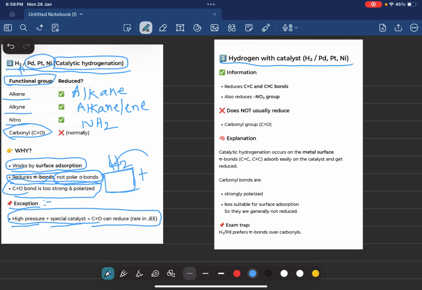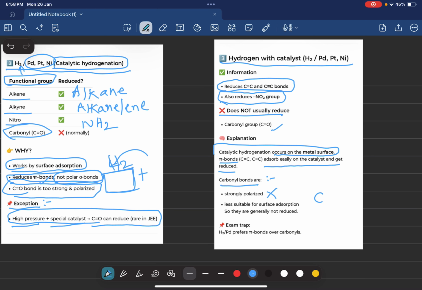So hydrogen with catalyst H2 with Pd, Pt and Ni. In this case it reduces C double bond C and C triple bond C. It also reduces nitro compounds, the same thing we discussed here, just to get full clarity. It doesn't reduce these other things. Catalytic hydrogenation occurs on the metal surface. So pi bonds absorb hydrogen from the surface of the metal. Carbonyl bonds are not reduced because they are strongly polarized, giving O minus and C plus, so they are less suitable for surface adsorption, so they are generally not reduced.